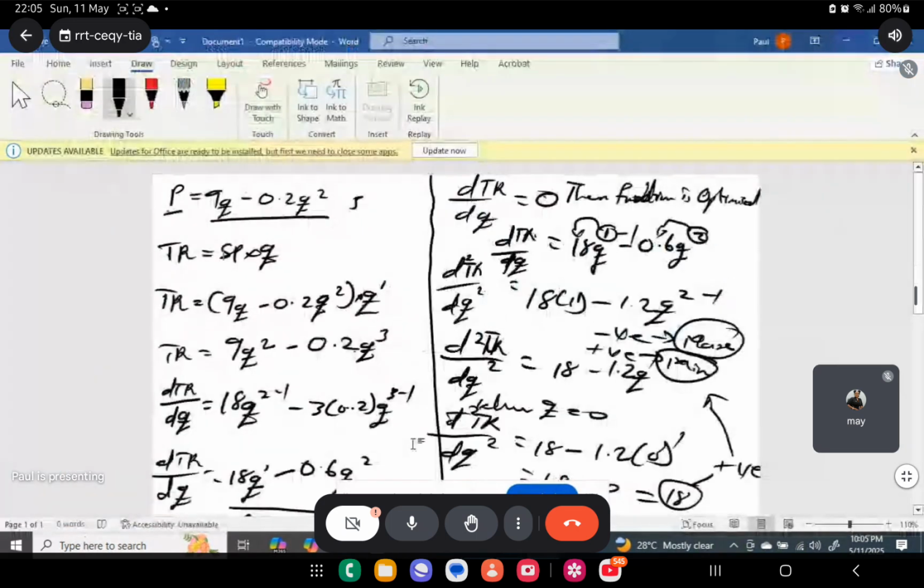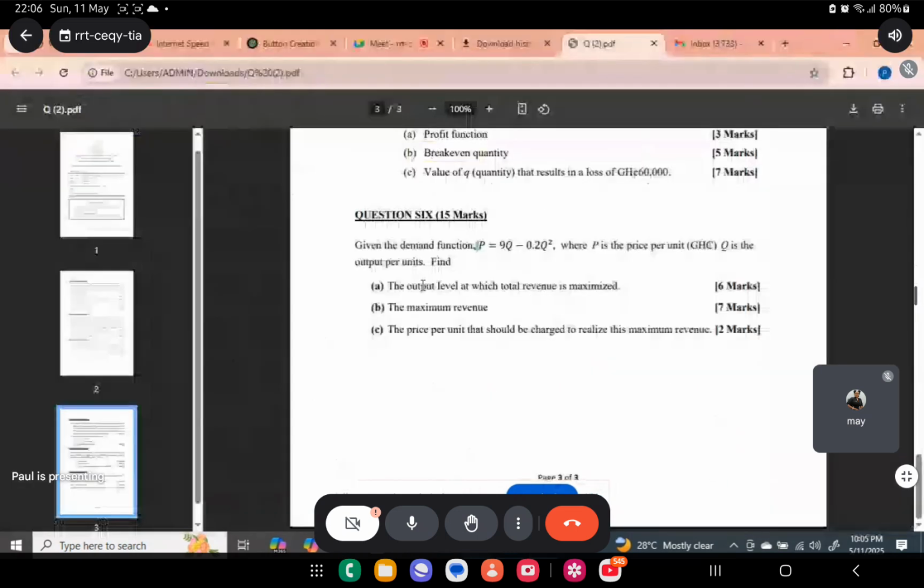So now I'm taking it again so that you guys will really appreciate what we did. They've given you the demand function in the form of a price function: P is equal to 9Q minus 0.2Q squared. And we know that total revenue is equal to selling price times quantity. The first question asks us to calculate the output level at which the total revenue is maximized, for 6 marks.